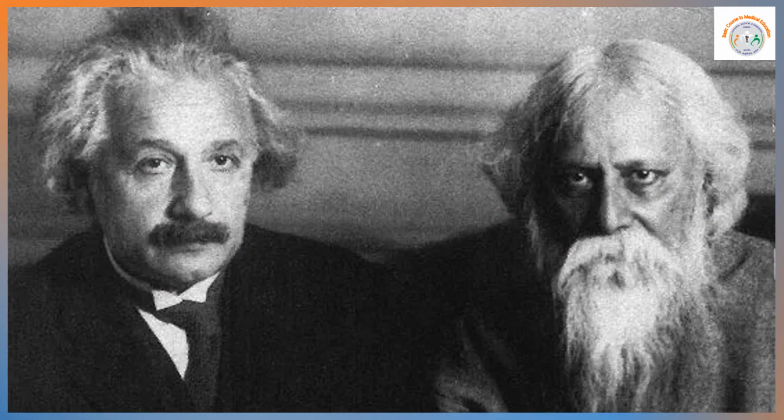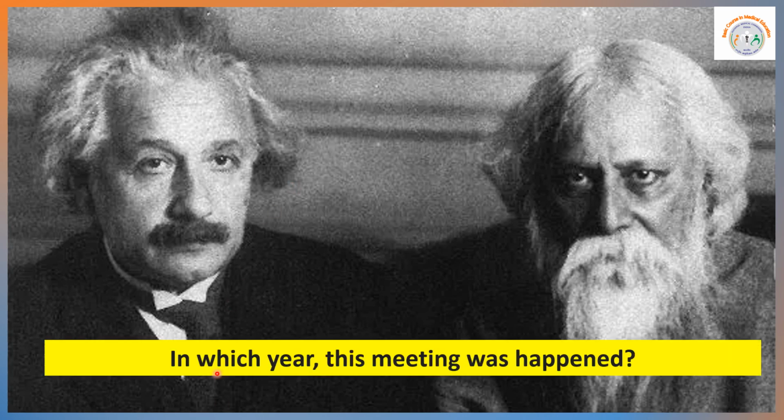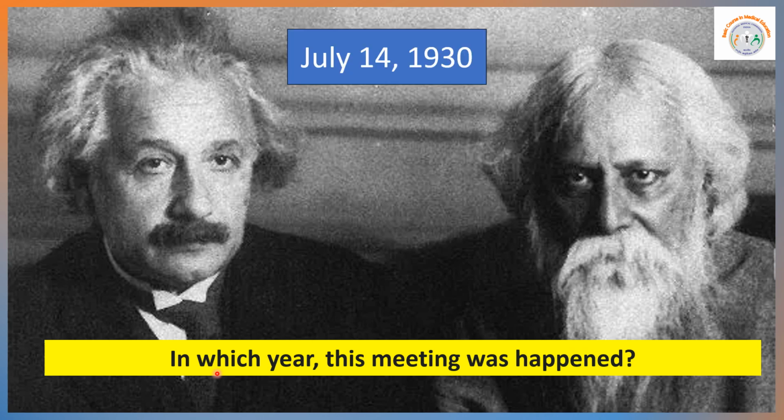Now my third question is that we identify these two famous personalities. One is Albert Einstein and Rabindranath Tagore. There was a meeting between these two stalwarts. Now if I want to know in which year this meeting happened, again you have to take the help of the networking system to get the answer: in the year of 1930, and it was July 14.